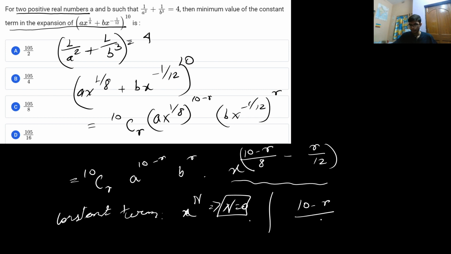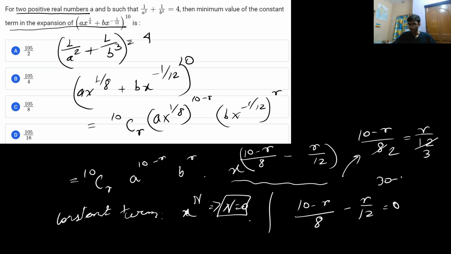That will make (10 minus r) by 8 minus r by 12 equal to 0. So if you solve this particular equation, (10 minus r) by 8 is equal to r by 12. If you cancel, this is 2 and this is 3. So this is 30 minus 3r is equal to 2r. So from here, r is equal to 6. So you got the value of r is equal to 6.